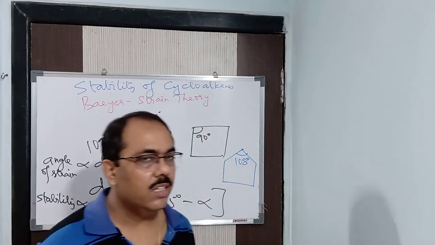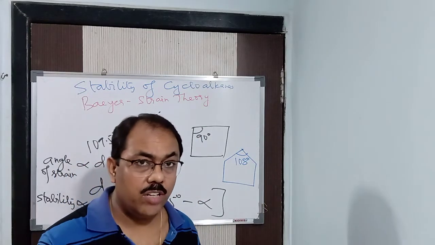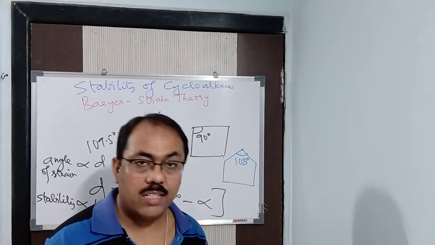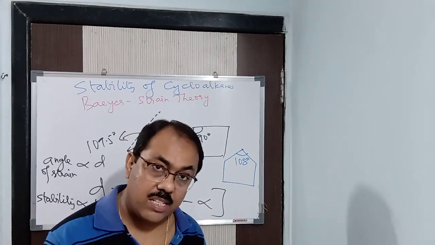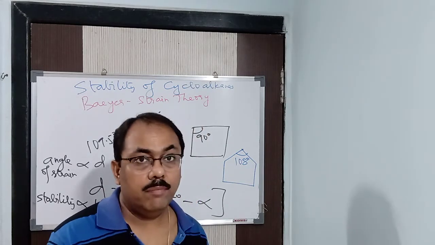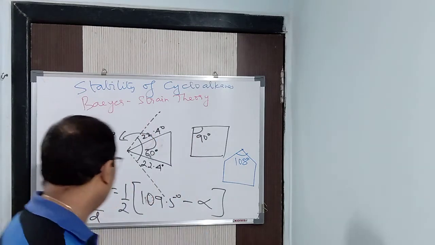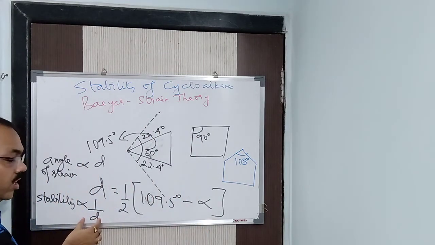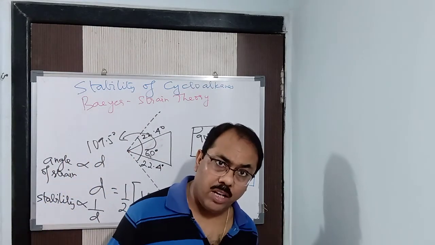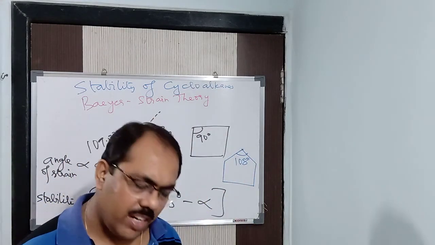Once again I repeat. What did we get for cyclohexane? The value of D came out negative. Based on that, Bayer said that cyclohexane is less stable in nature than cyclopentane. The most stable is cyclopentane because it has the least value of D, 0.44, as I told you. So this is more stable. Cyclohexane is less stable, a bigger ring, so more strain. For that reason it comes out negative and it is less stable in nature.